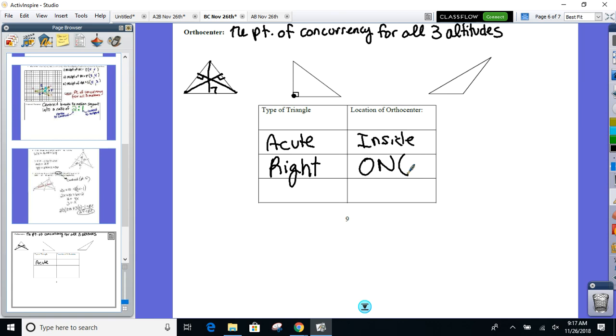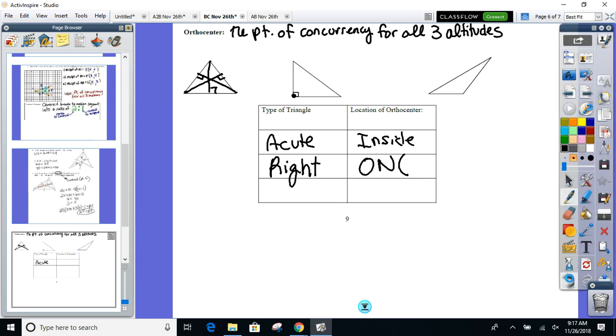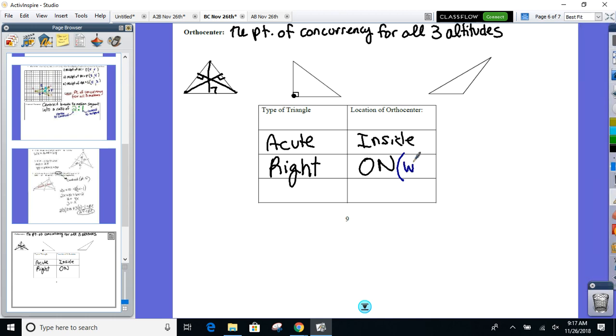And you might want to get more specific here. I always put where the 2 legs meet, because the 2 legs of a right triangle are also altitudes.